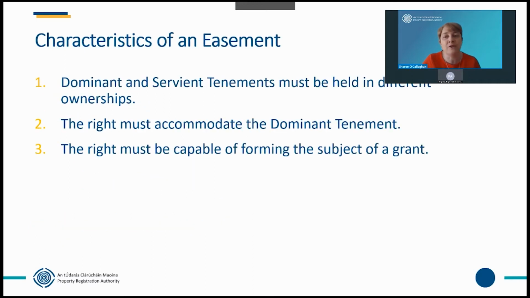So firstly, to register an easement, there must be a dominant and a servient tenement, and they must be held in different ownerships. The right that you're applying for must accommodate the dominant tenement. And it's important to note that the right attaches to the land, so therefore all future owners must also benefit from this right. And finally, the right must be capable of forming the subject of a grant.